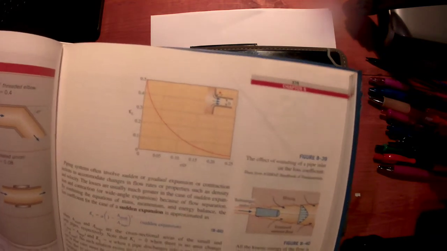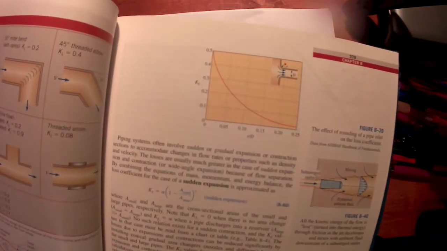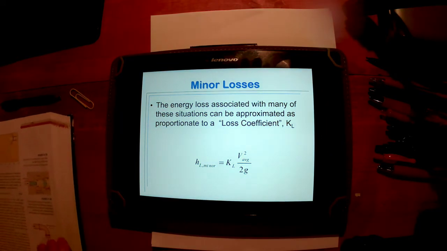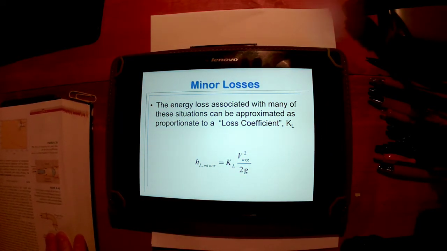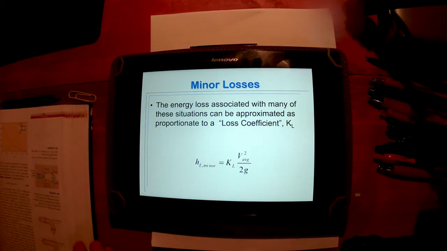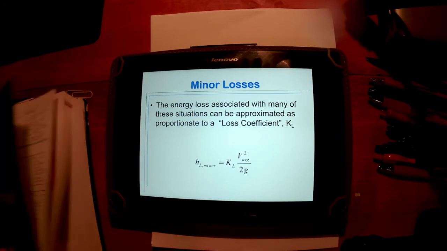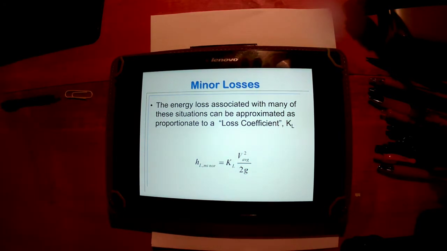And then if you look throughout the text, a lot of times in text they'll have charts like this that will show you for different geometries, different situations. They might give you additional minor losses in addition to typically a large comprehensive table within the text, some different quantities there. So that's where we would go to find some of these minor loss quantities.